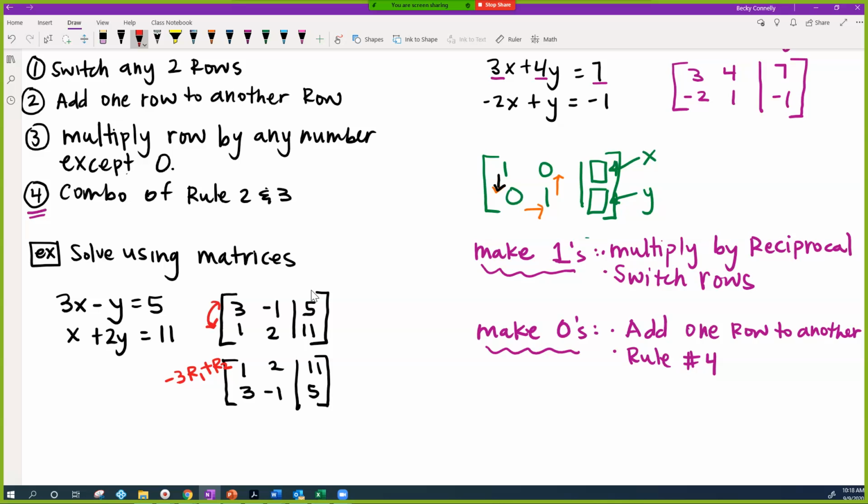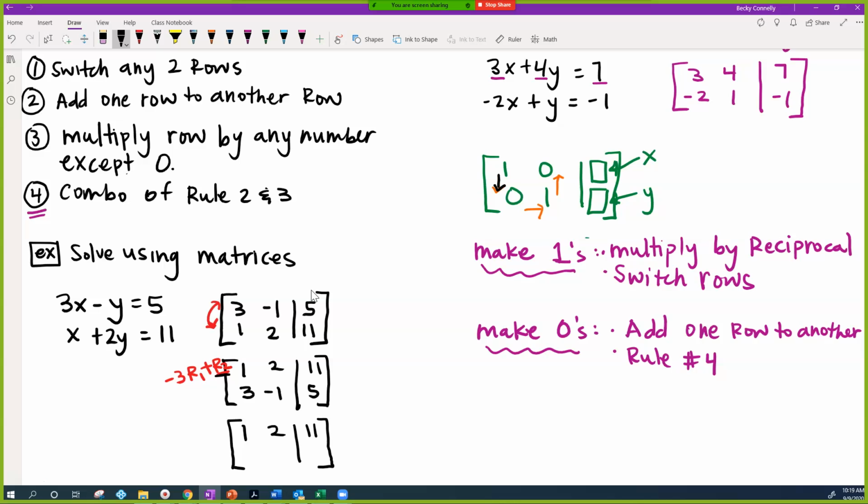And this is where some students get a little bit confused. Whenever you're adding rows together, the only row that changes is the row that you're adding to. So in this case, row 1 is not going to change when I write down my matrices. So I'm going to keep that. I want to remember that it's going to stay this way. So I'm going to put 1, 2, and 11 here, because only row 2 is changing.